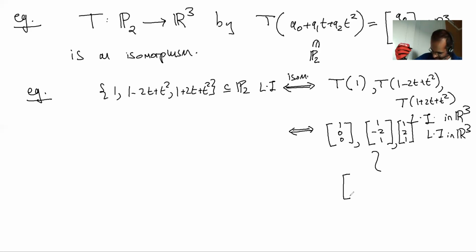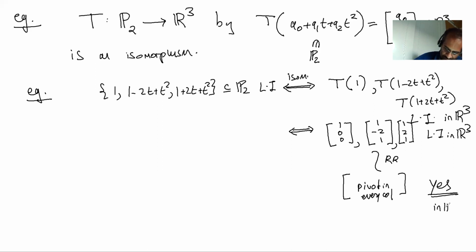Do we want to do the row reduction here? Okay, you do row reduction, and you indeed get a pivot in every column. And so the answer is yes in R3, right? But then all these things are if and only if, so the answer here has to be yes as well. This is the power of an isomorphism.